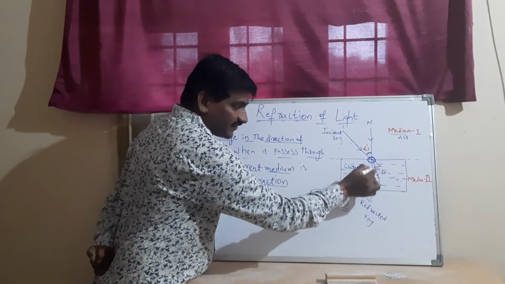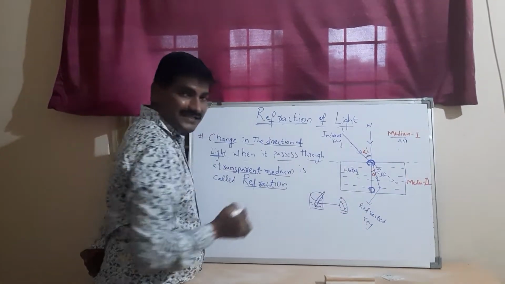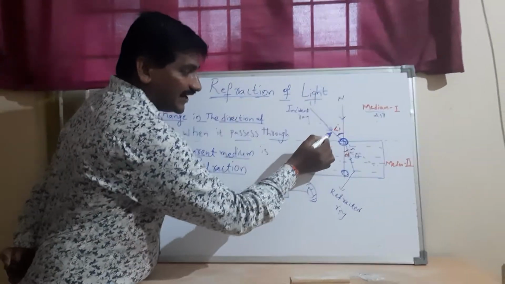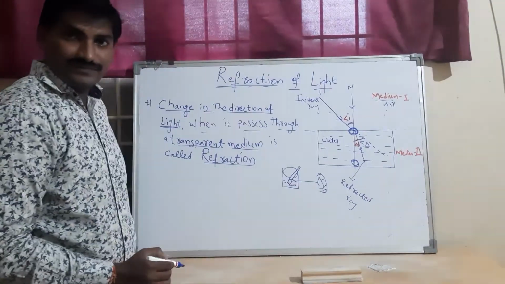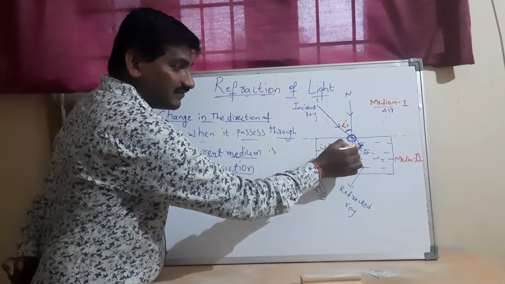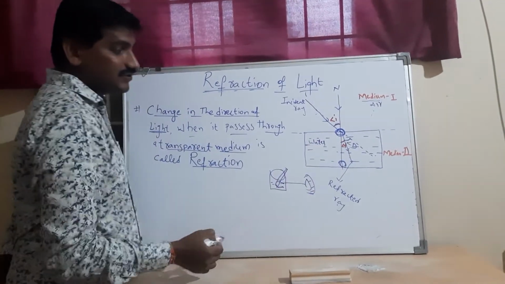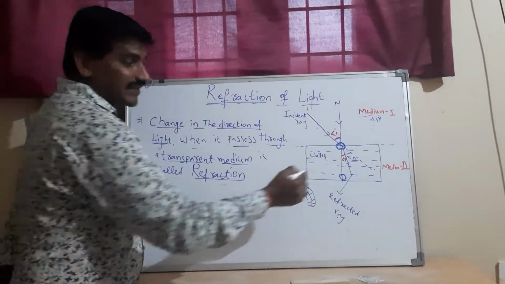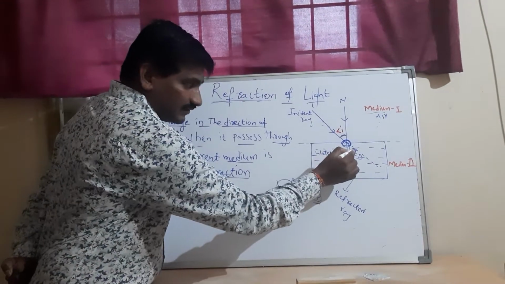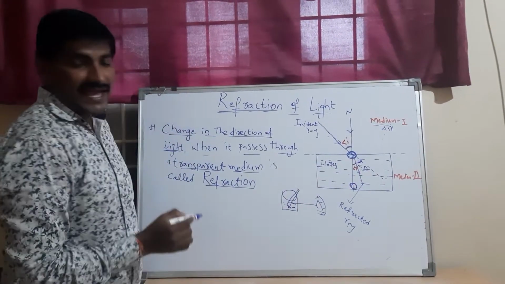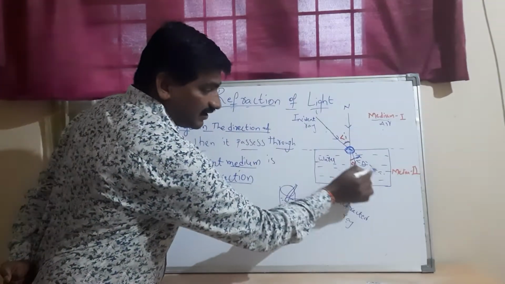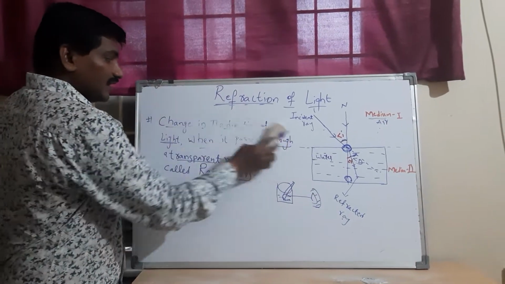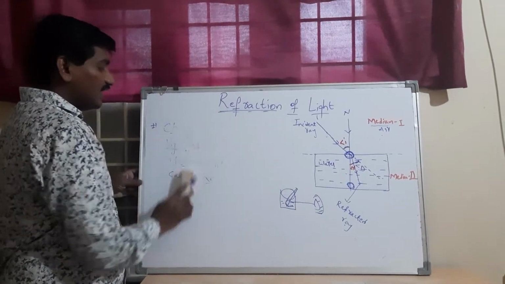The refracted light ray makes an angle with the normal, which is called the angle of refraction. If there were no change of medium, the light ray would have traveled straight like this. Due to the change in medium, there is a change in the path of light. How much the path has changed, we call the angle of deviation. This deviation of light depends on the medium.